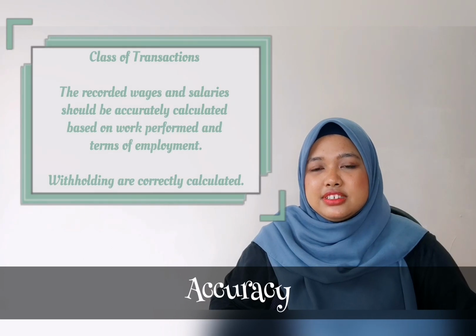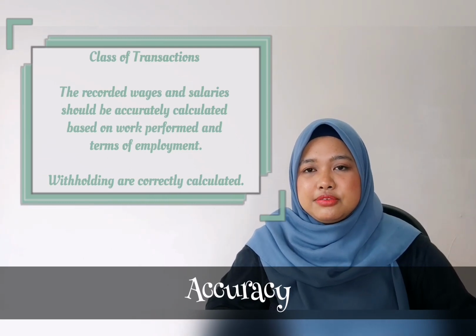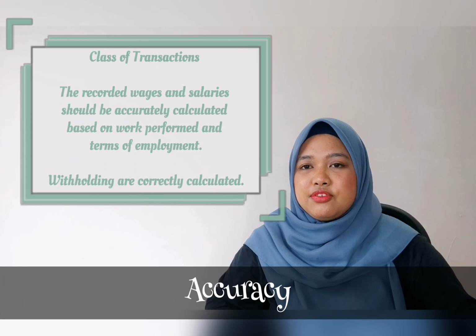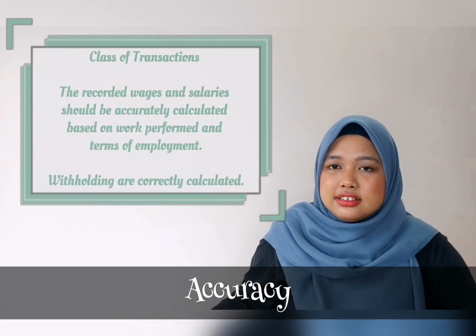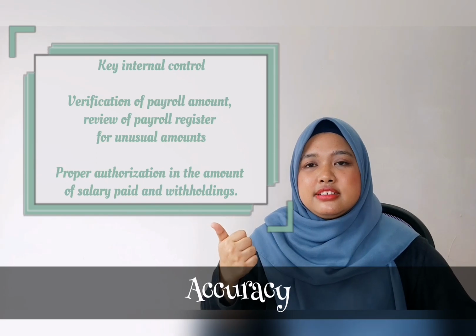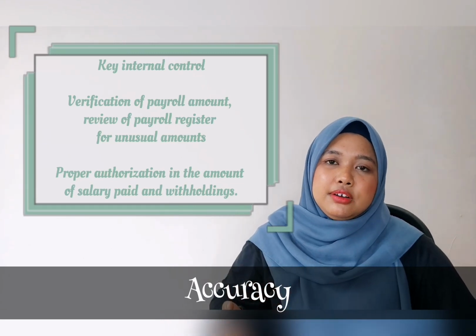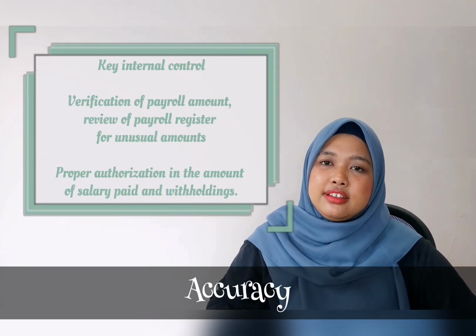Next, the audit objective related to the assertion is accuracy. The class of transaction related to this assertion is: the recorded wages and salary should be accurately calculated based on work performance and terms of employment, and withholdings are correctly calculated. So the proposed internal controls in place to secure the assertion are: verification of payroll amount, review of payroll register for unusual amounts, and proper authorization of the amount of salary paid and withholdings.